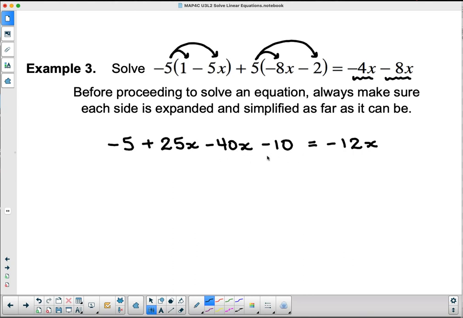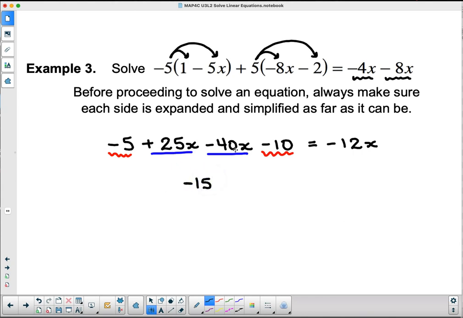I want to put together anything that's like on this side. There's still a lot of terms over here, and so notice that I have this -5 and this -10 that are like terms, and I have a +25x and a -40x that are like terms. So I'm going to put those things together. A -5 and a -10, they go together and they become -15.